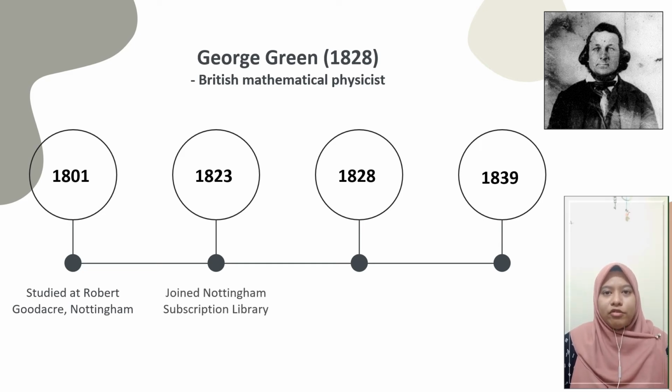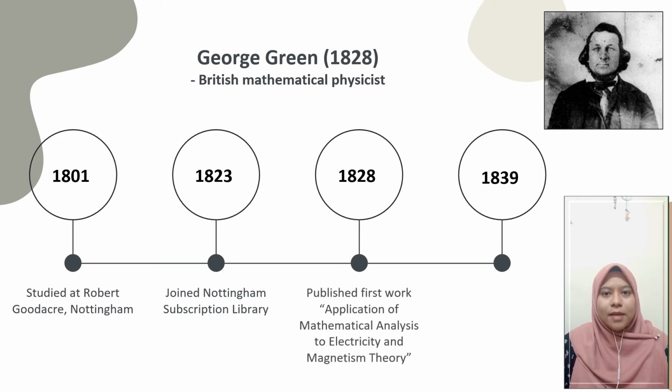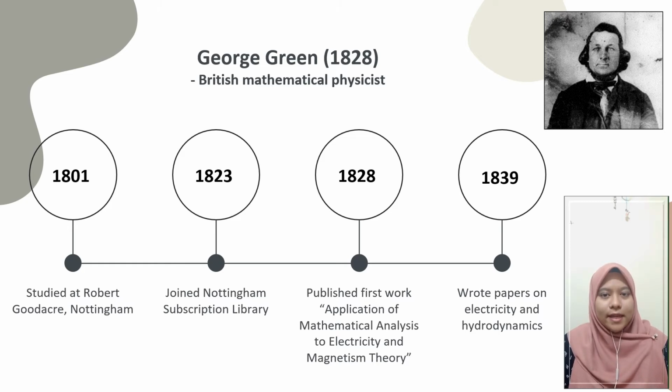In 1823, Green joined the Nottingham Subscription Library and had access to a few scientific works. In 1828, he published his first work on the application of mathematical analysis to electricity and magnetism theories. After that, he wrote papers on electricity and 3 papers on hydrodynamics until the year 1839. So we can see that George Green is a mathematician recognized for Green's theorem and Green's potential theory.